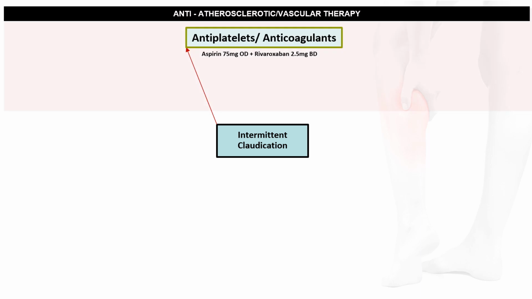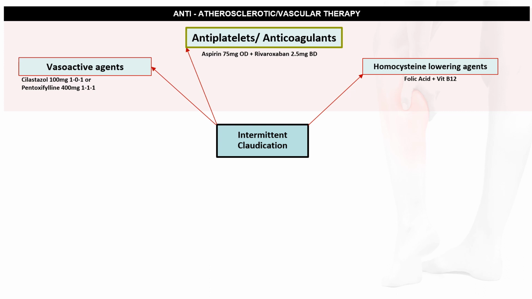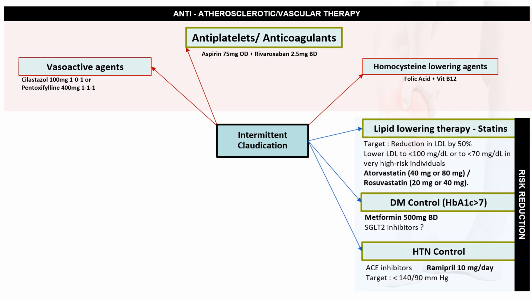When it comes to intermittent claudication, your dual pathway inhibition becomes crucial in addition to the use of vasoactive agents, and to a degree your homocysteine lowering agents can also be tried. Now the risk reduction remains the same with the target LDL of less than 100 or less than 70 depending upon the risk, and even in the recent cardiac guidelines, even up to less than 55 is warranted.